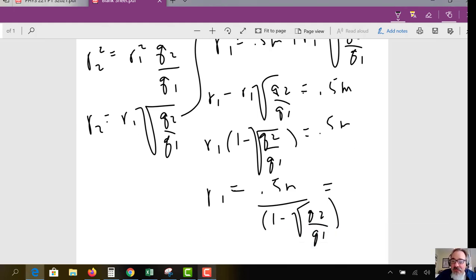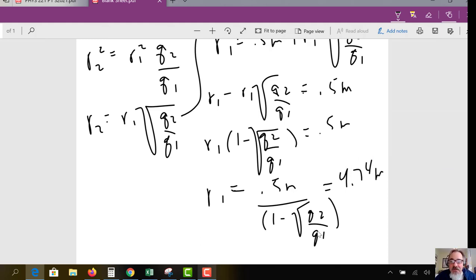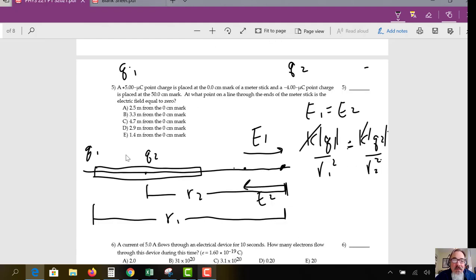So when you put the numbers in, you get 4.74 meters. Okay, to save a little bit of space, I didn't actually put the numbers in here. So 4.74 meters, that is equal to R1. That's the distance from this charge all the way over to this charge. Now this was a tough problem. This would be a hard one to have on a test. So hopefully it's choice C there.